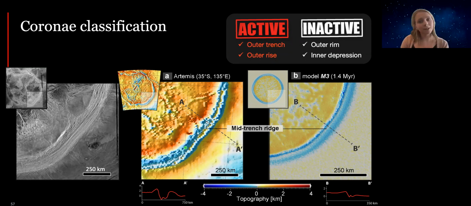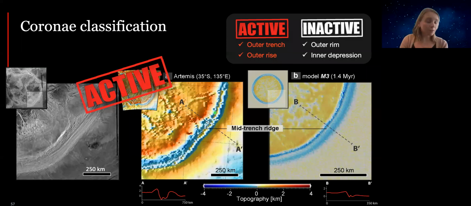This is a comparison with one of our models, where we were able to reproduce some of these key structures seen on this southeastern edge of the corona in our numerical models, which is quite promising. In any case, this topographic profile indicates to us that this southeastern margin of the Artemis corona is still undergoing tectonic and magmatic activity, which is in line with other research that suggested there is retreating subduction happening on this margin of the corona in this southeastern part.